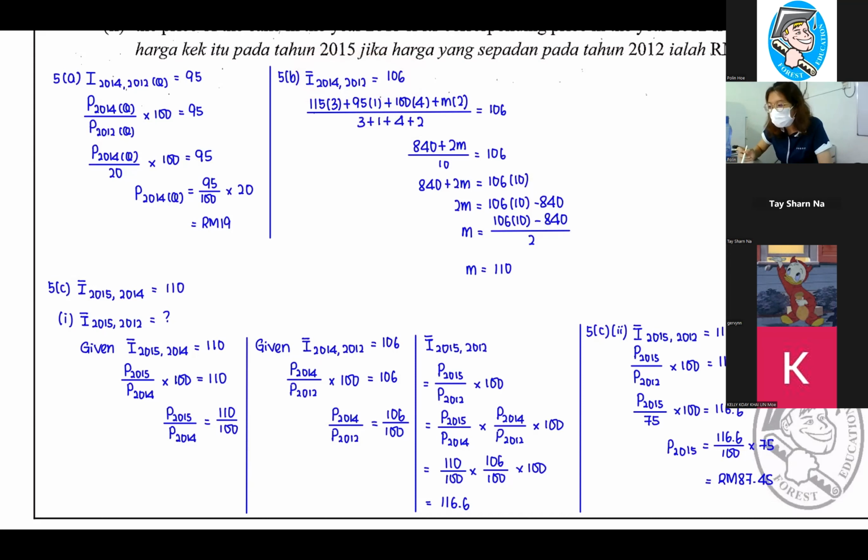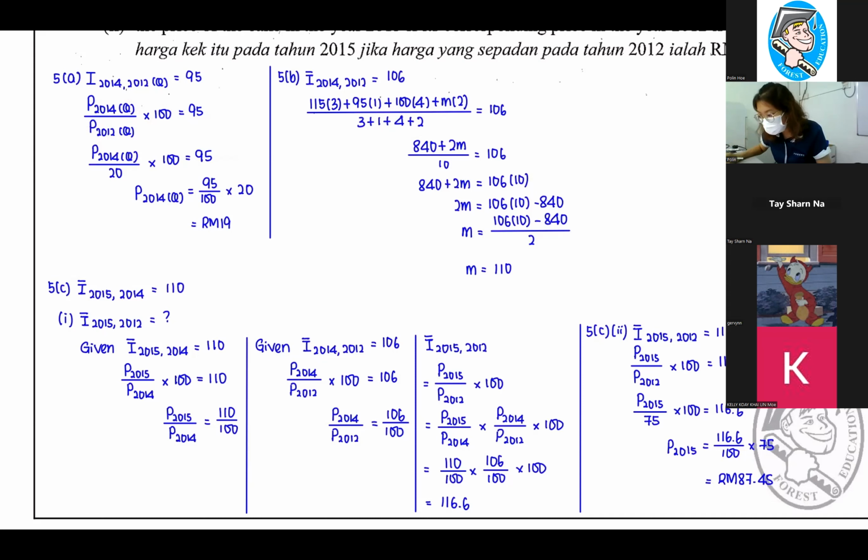Part A: calculate the price of ingredient Q in the year 2014, P_Q in 2014, if its price in 2012 is 20 ringgit. When I was given this line, the final answer. Actually, you can skip this also if you want, but lines 1, 2, and 3 at least. At least these 3 lines.